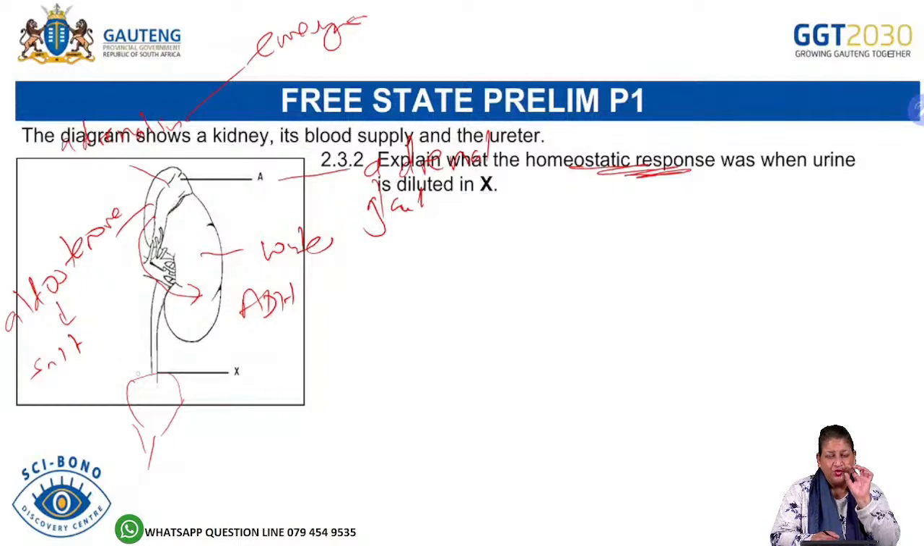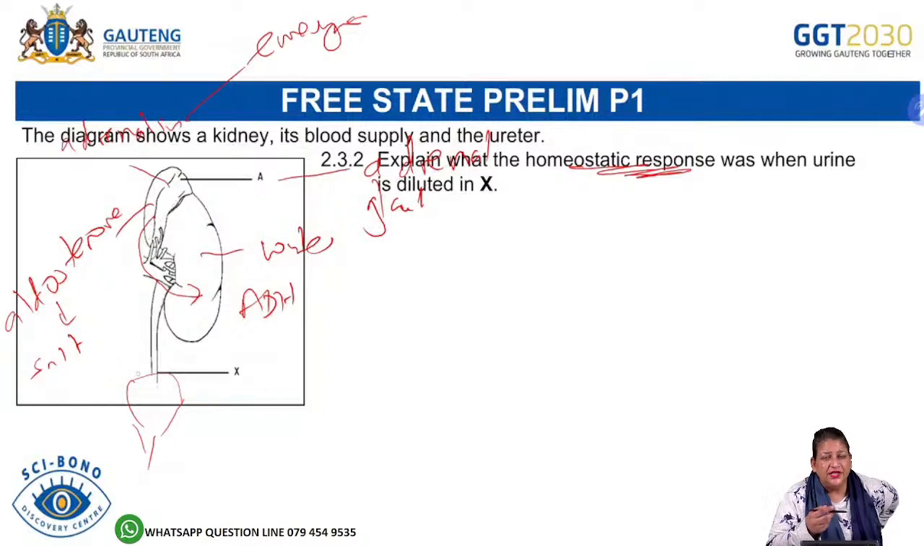So when our urine is concentrated, it is very dark yellow and it has less water. When your urine is diluted, it means it's very pale yellow. It's very, very pale, almost colorless, and it's diluted. So the more water the urine has, the more diluted it is.